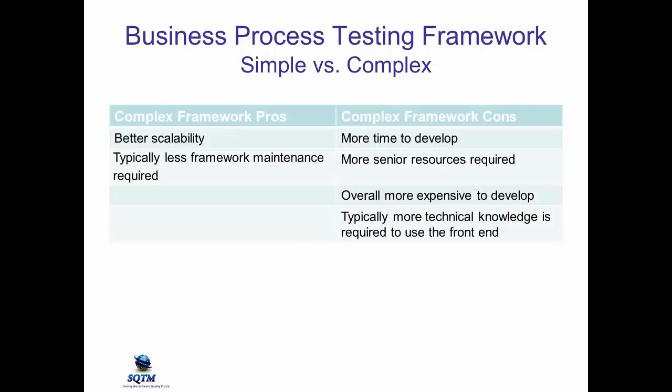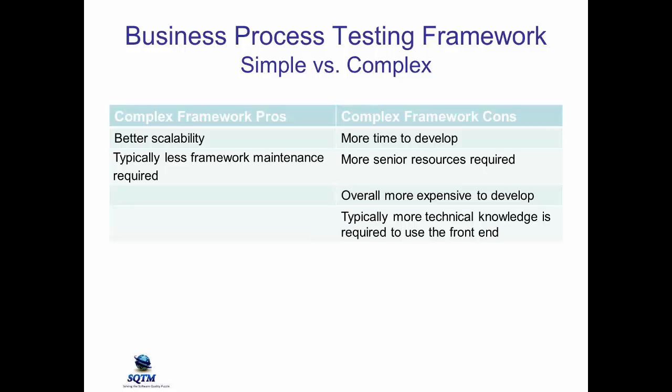So as far as complex, and these are generalities. These are what I've seen over the past 10, 15 years. If there are some here who have experience with automation, you may see something else, but typically here's what I've seen. All right. A complex framework pro is typically better scalability.